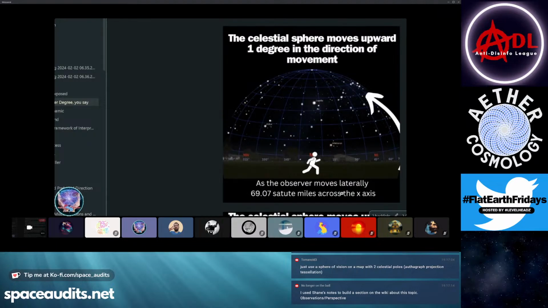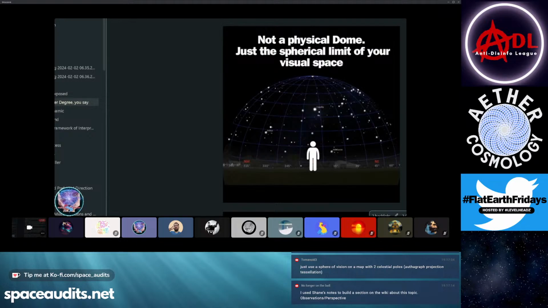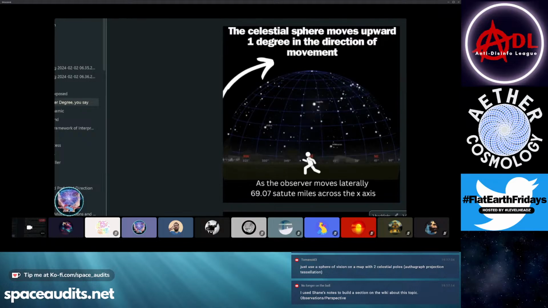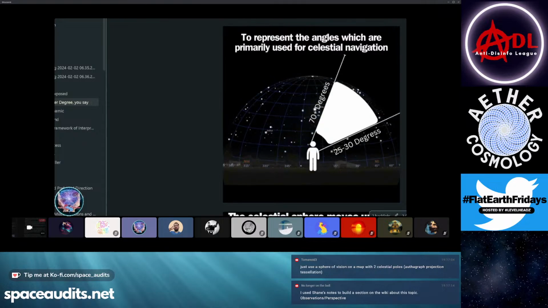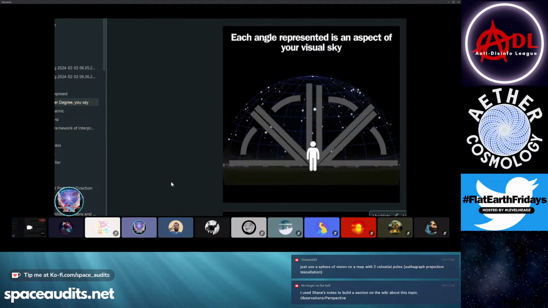As you move 69.07 statute miles laterally, this personal celestial sphere moves up above you. We'll demonstrate that quite nicely in a little bit, but for right now, it's a good representation. If it goes left, it goes this way. If it goes right, it goes this way. If you just kind of stand here, this is what it would look like. These are the angles, say, you could use for celestial navigation. And again, it's nothing to do with a physical sphere. It's just a limit of your visual space.